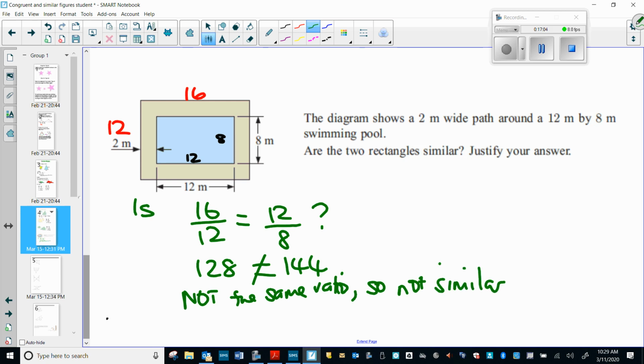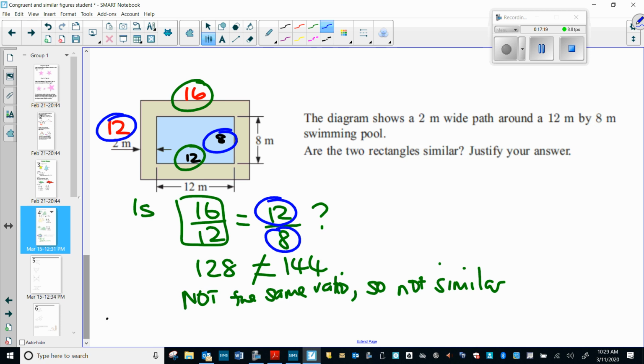So we've done this 16 over this 12 first, and then this 12 over 8. So that's the ratio, and that would be classed as a ratio, yeah. Okay?